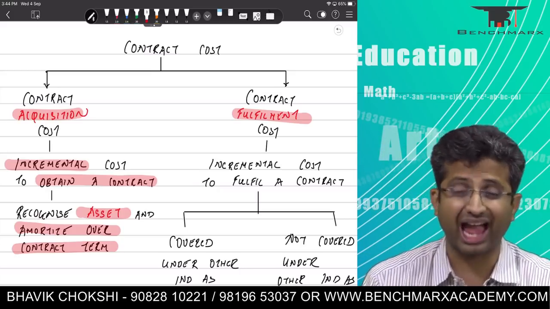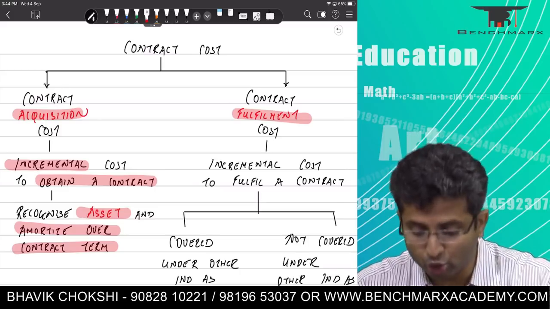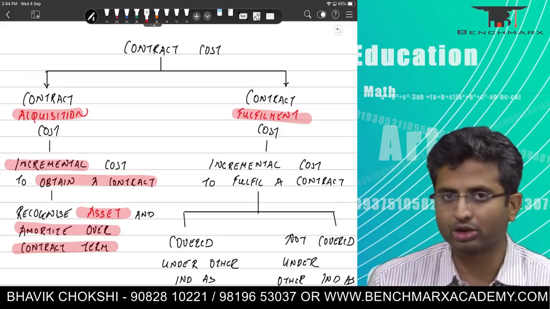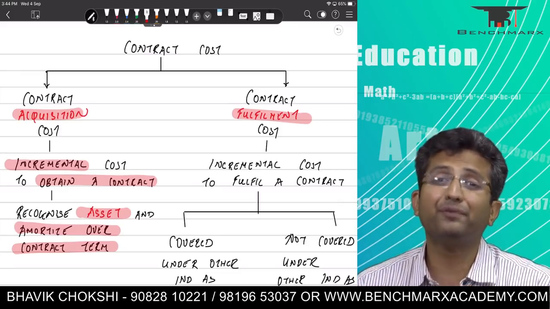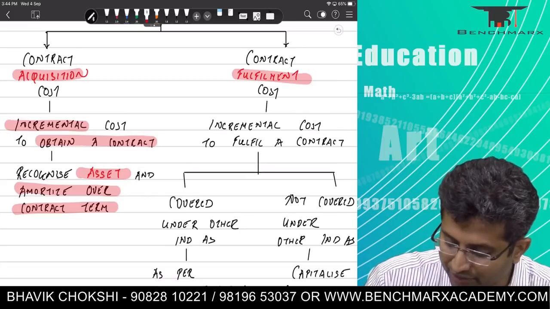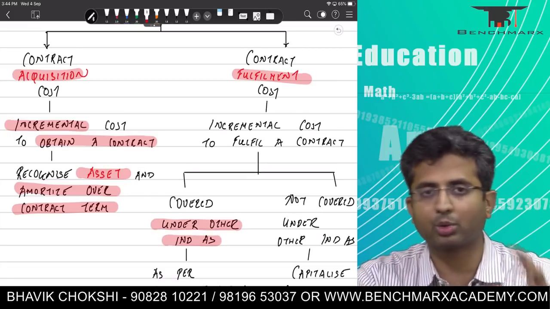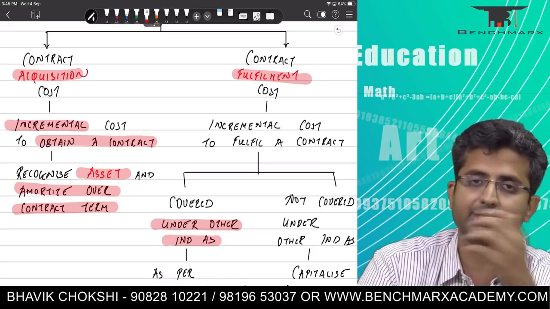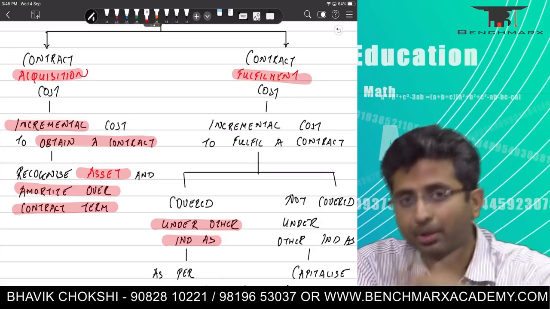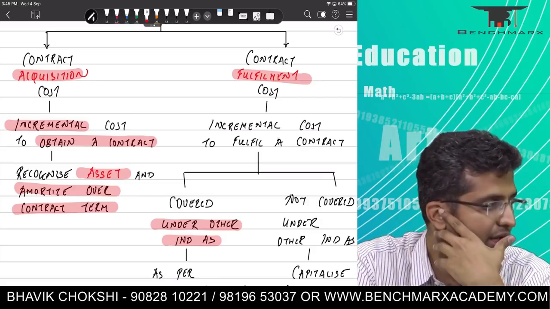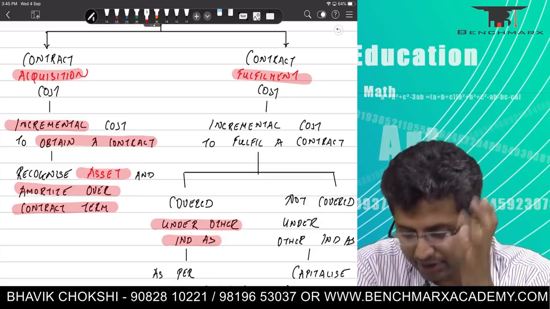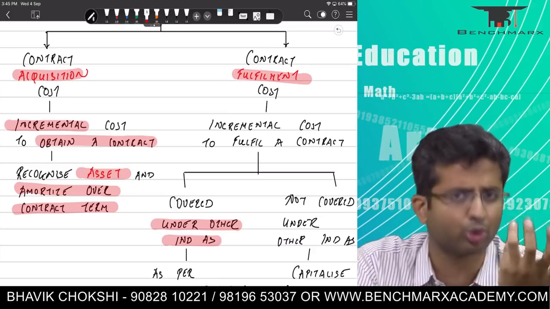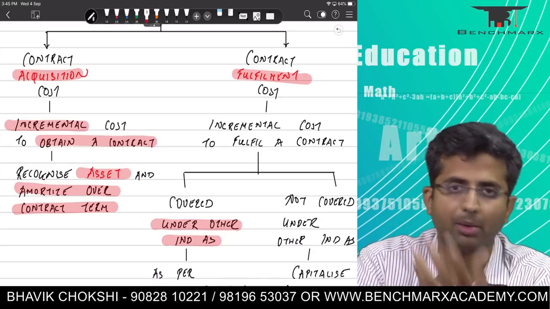What do you do with contract acquisition cost? Contract acquisition costs are usually recognized as an asset and amortized over the contract term. What do you do with contract fulfillment cost? Well, we will check if they are covered under other Ind AS. So if Vodafone requires you to buy a computer, if it requires you to buy software, these would be covered under Ind AS 16, property, plant and equipment. Computers or software will be covered under Ind AS 38, intangible assets, in which case the accounting will be based on the respective standards. Ind AS 16 will tell you how to depreciate it, how to record a computer. 38 will tell you about the software.